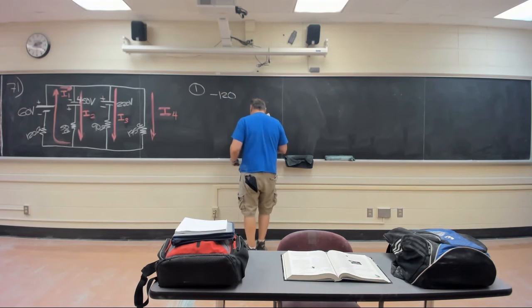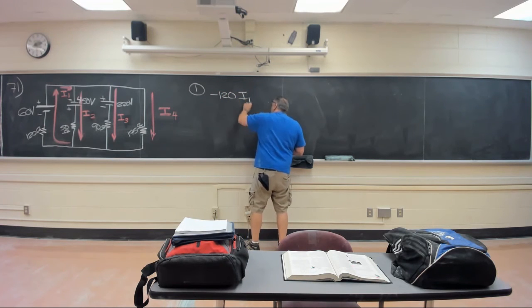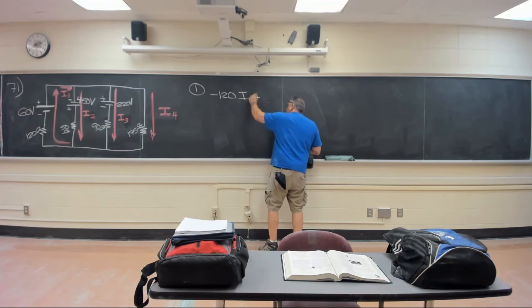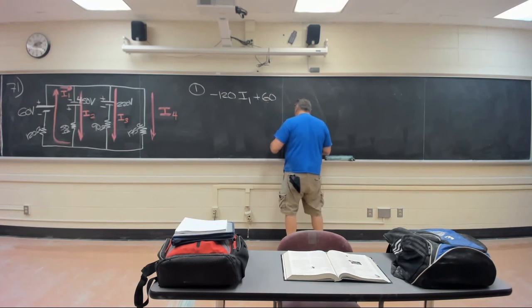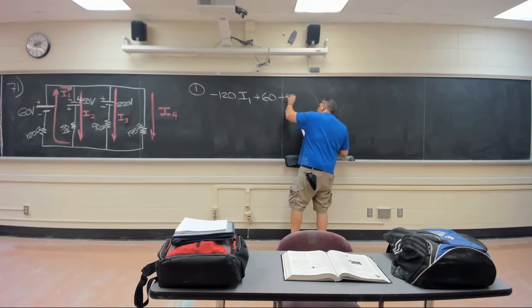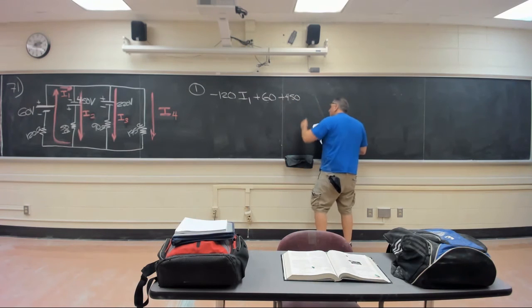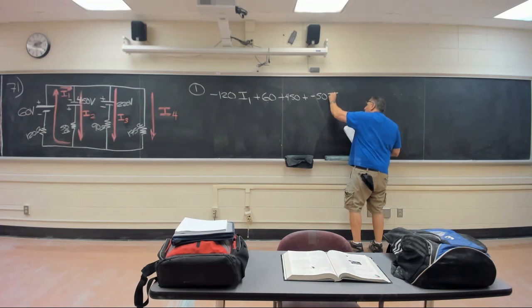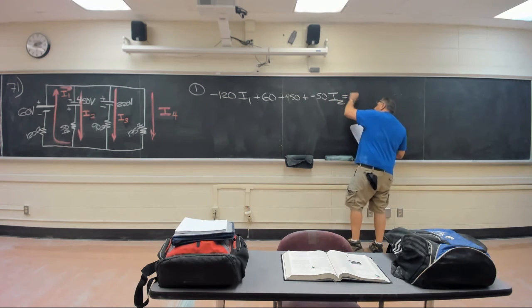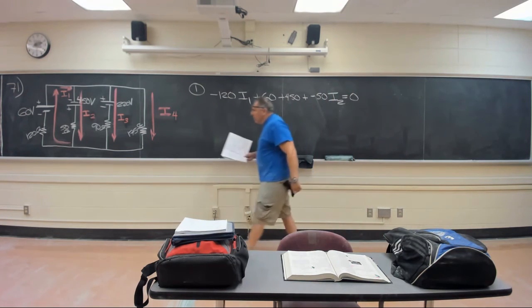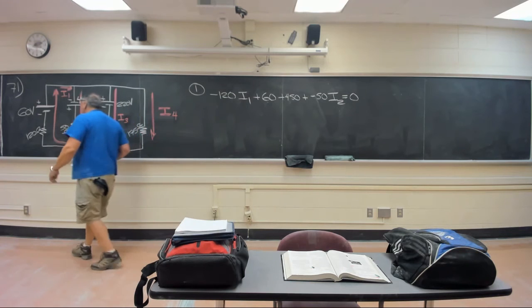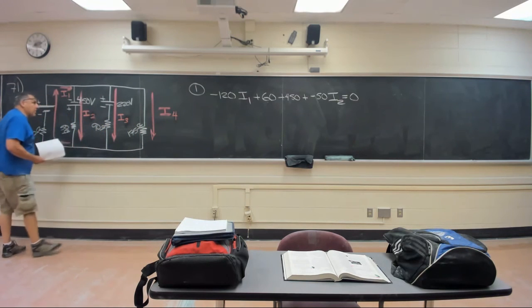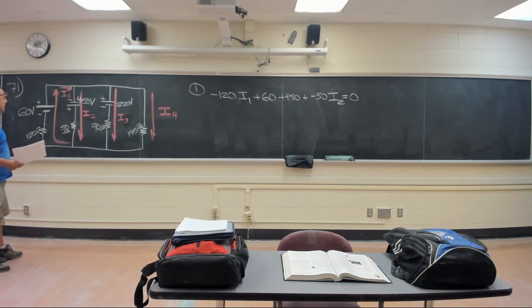Negative 120 times I1 plus 60 plus 450 plus a negative 50 I2. All those potential drops add up to 0. Those potential gains, potential drops, and all those potentials as you're summing it around there. We're going the far left-hand loop, you guys. What's going on here? How are we doing this?